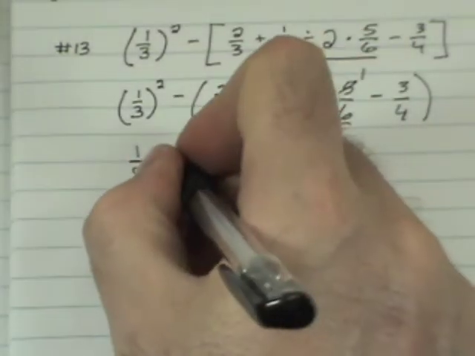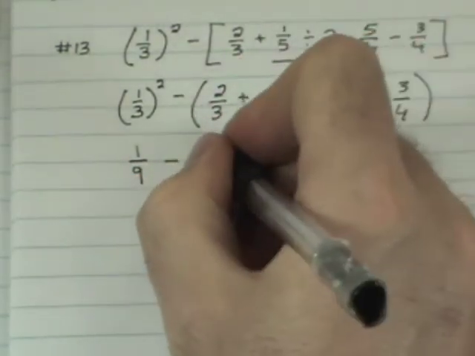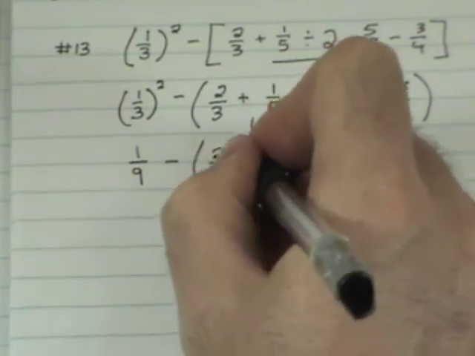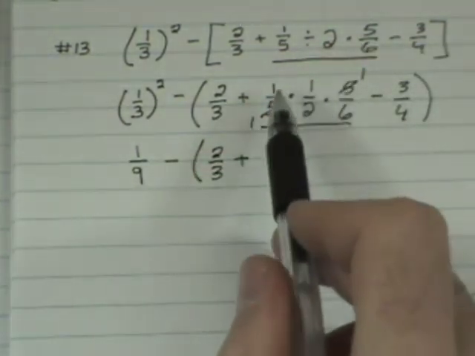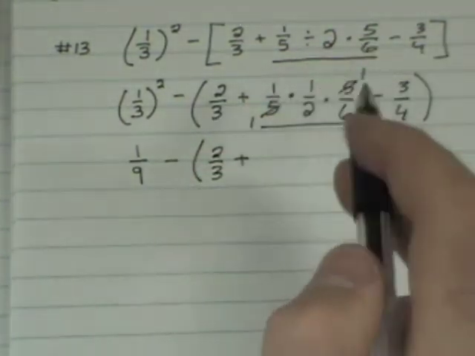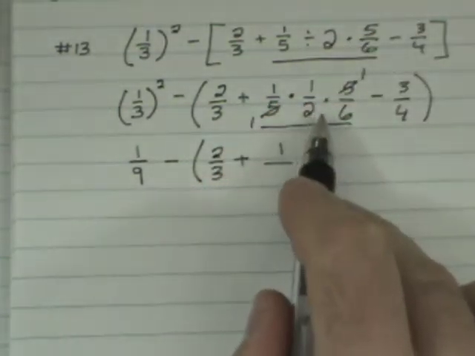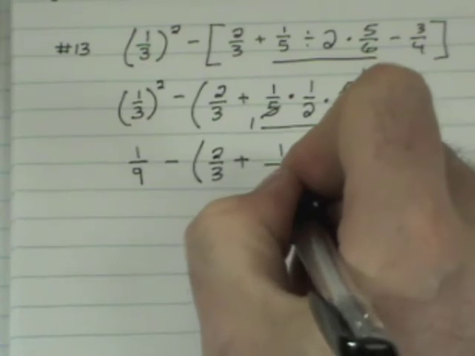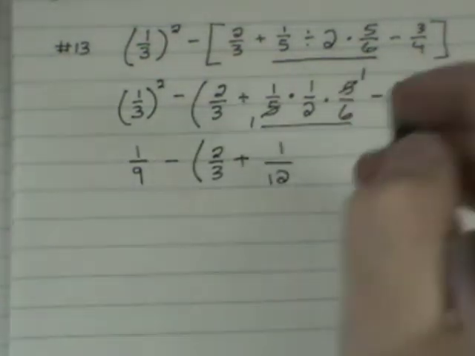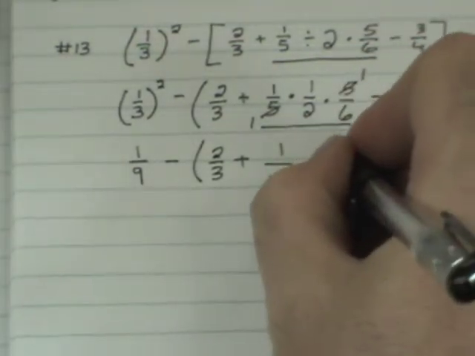As I move to the second set of parentheses, I can say 2/3 plus, and now I have this multiplication here. 1 times 1 times 1 is 1. 1 times 2 is 2, and 2 times 6 is 12. And don't forget the last fraction, minus 3/4.